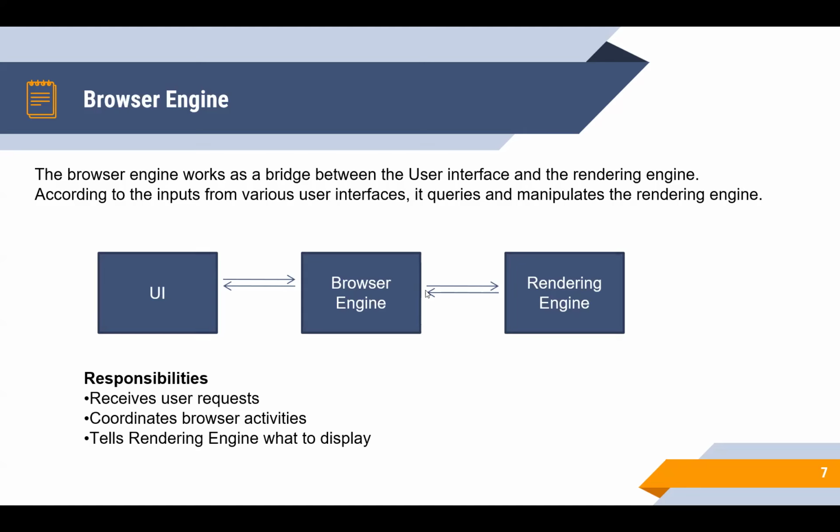So what is the responsibility of the browser engine? It receives the user request, coordinates browser activities, and tells the rendering engine what to display, so that the rendering engine can manipulate quickly and send those things which the browser engine is telling it to show on the UI. So this is the role of the browser engine in our browser.